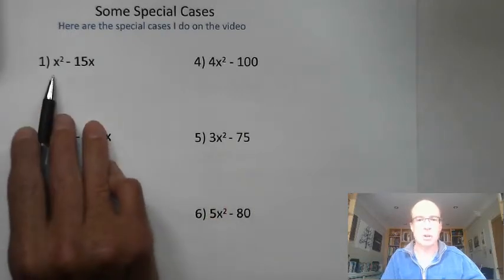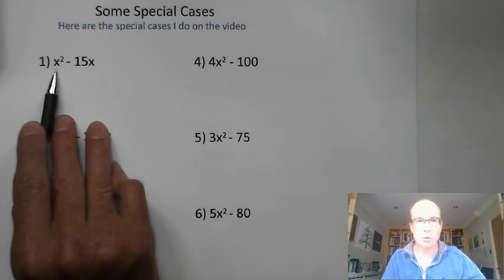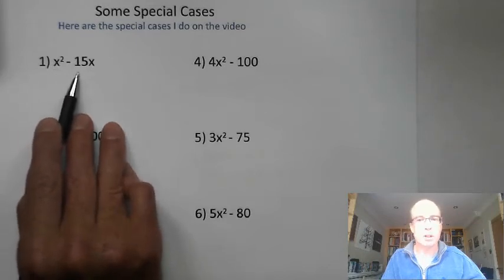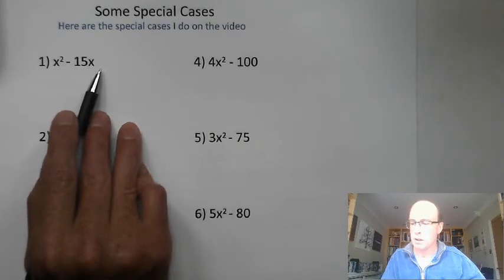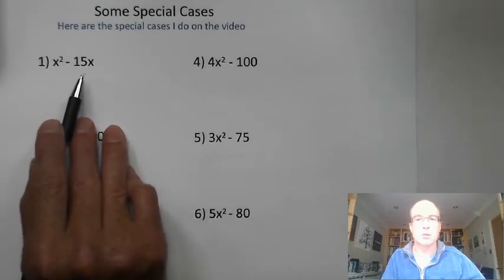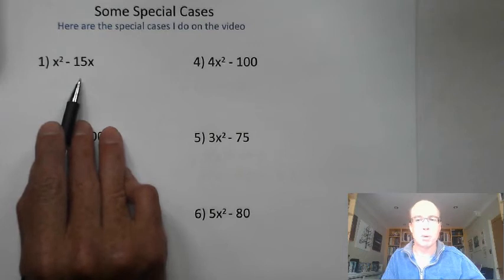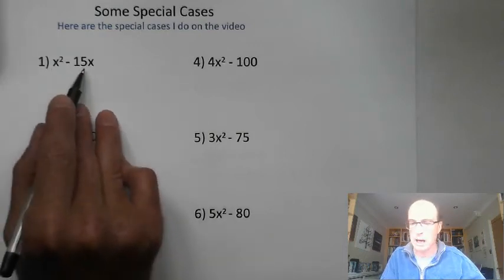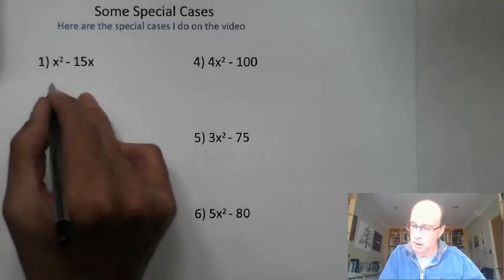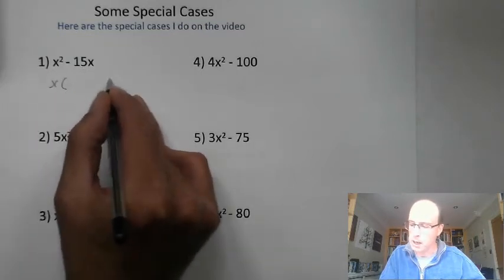We have a quadratic expression. We know that we've got an x squared term. We've also got an x term, but we've got no constant value on the end. That means that I know that this expression is going to factorise into a single rather than a double bracket. So I'm going to work out what divides into both x squared and negative 15x. That's going to be an x. That's going to go in front of my bracket.